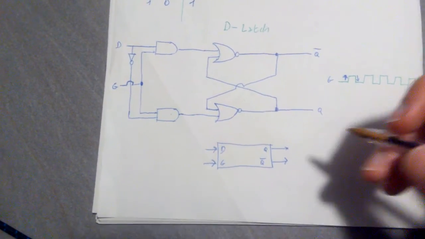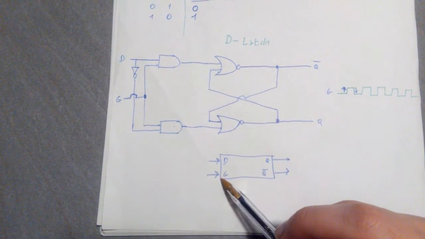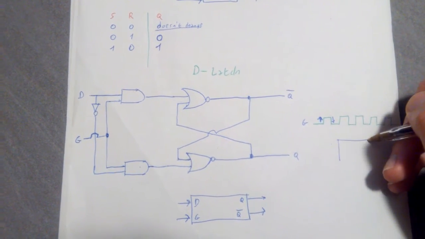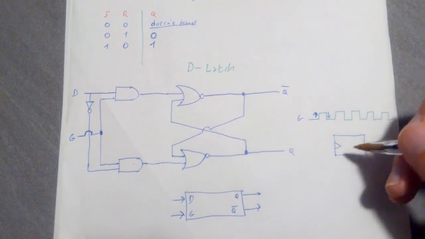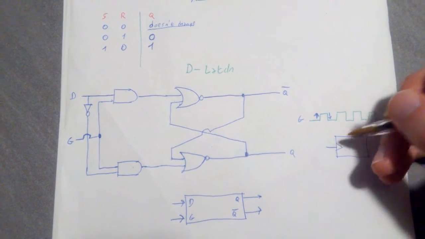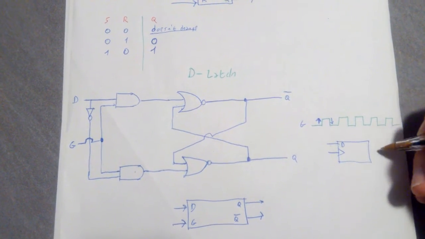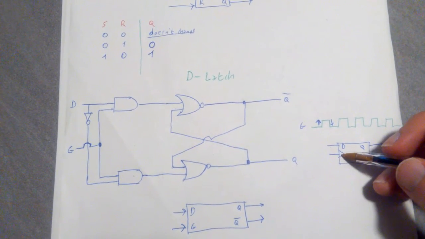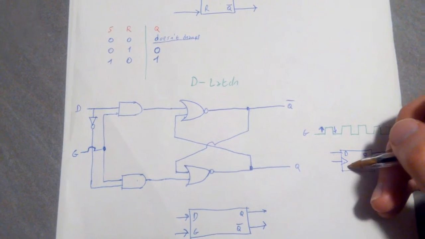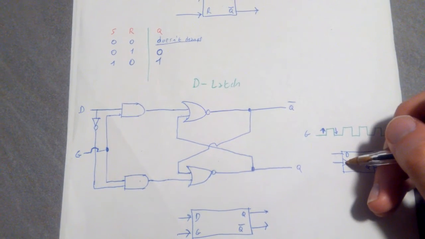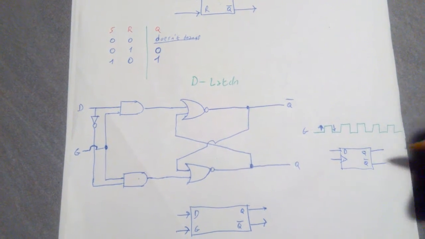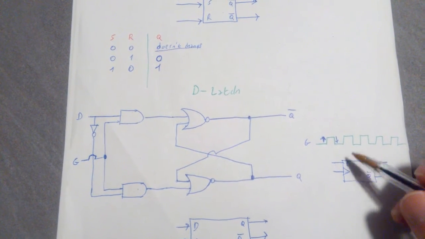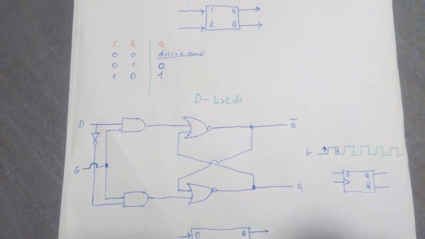Generally, to be 100% fair, you don't actually get G here. If you have a component, you get something like this, where you have D for your data and Q and Q naught for the output. This one is generally a rising edge, and otherwise, if you don't get this one but you get another thing, it is a falling edge. So this one is actually a rising edge, but it can be different, and it's going to be a falling edge.